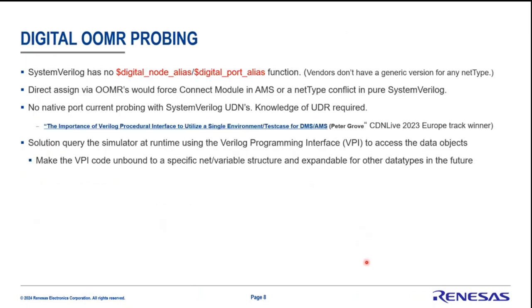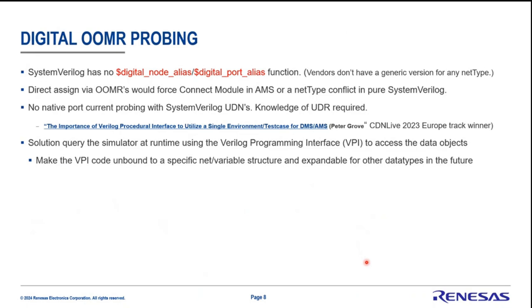Unfortunately, SystemVerilog has no digital node alias or digital port alias function. Vendors don't have a generic version for every net type, so some vendors will have real net versions or specific UDN versions, but there's nothing out there that will work with any net type. Direct access, which is a common thing that verification people would do, would force an AMS connect module or a net type conflict in pure SystemVerilog.